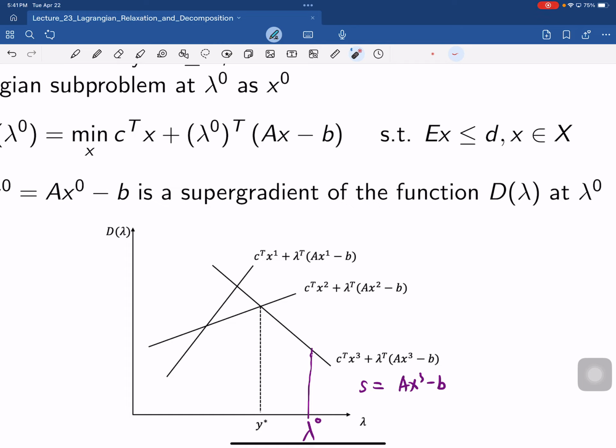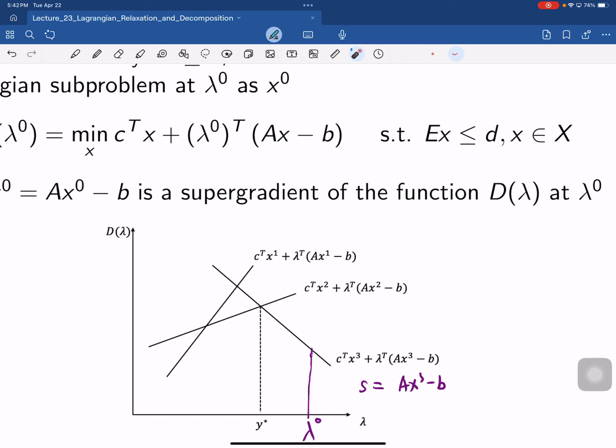So how did I pick ax3 instead of ax2 and ax1? Because at this particular point, ax3 gave you the minimum value. That's why I pick ax3. It is because x3 is the optimal x at this particular point, lambda 0. If you pick 2 or 1, it will give you a much bigger value. So since d lambda is a minimum over all the 3 linear functions, you are going to pick ax3 minus b as a subgradient. Okay, so that's sort of the geometric intuition here.